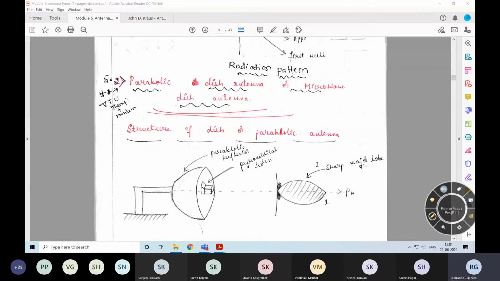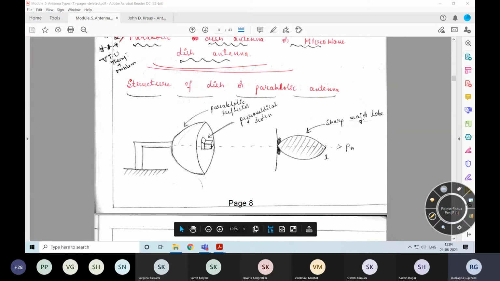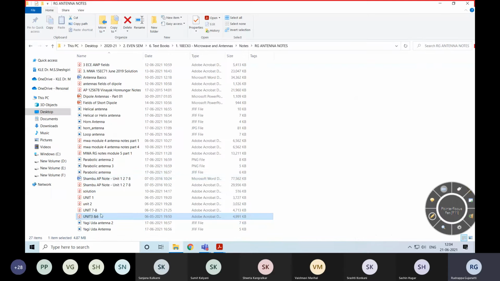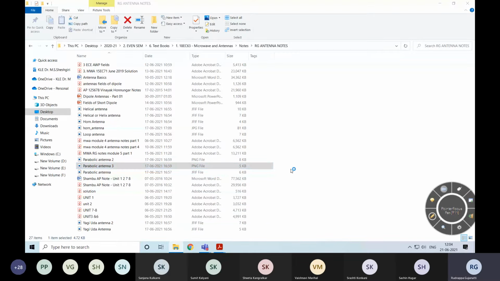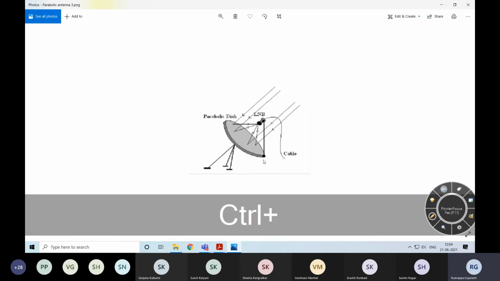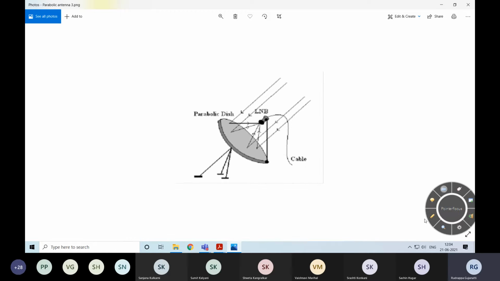So let us discuss the parabolic dish antenna or the parabolic reflectors in this case, which is also called a microwave dish antenna. You might have observed dish antennas nowadays. I'll just show the image pertaining to that. You might have seen these kinds of antennas which are recently being used.